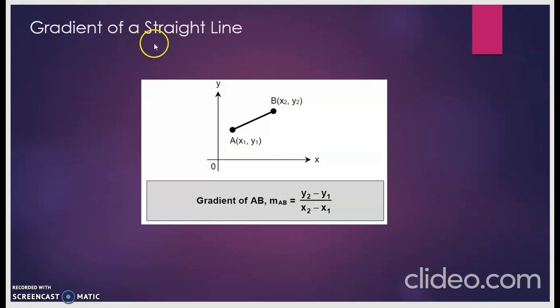Now we look at the gradient of a straight line. Let's say we have 2 points, (x1, y1) and (x2, y2). In order to find the gradient of AB, or we can call it the slope of AB, the symbol is m, and the subscript is AB. So it's y2 minus y1 over x2 minus x1. Please remember, the numerator is y and the denominator is x. So y2 minus y1 over x2 minus x1.